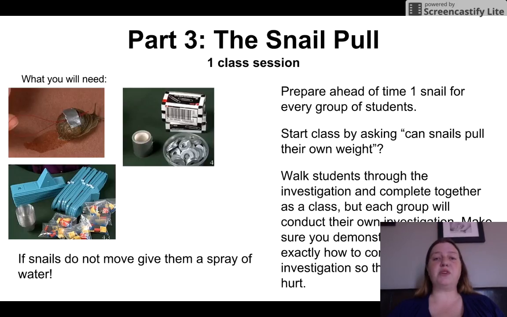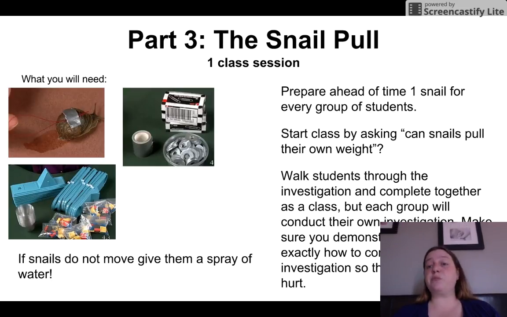For part 3, this is what students get excited about. You're going to need to prepare a lot ahead of time, though. It's called the snail pull. Snails are going to be hard at work for this class. You're going to have the snails pulling washers in a cup. So the snails are going to have a small piece of string duct taped to the back of their shell. You're going to need to do this before the students arrive in class.